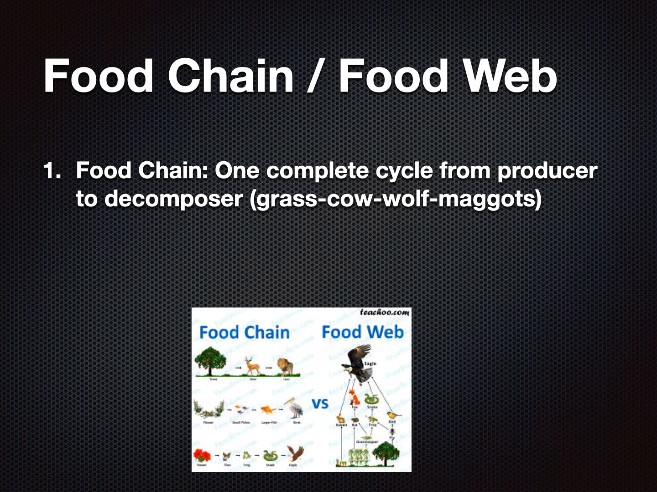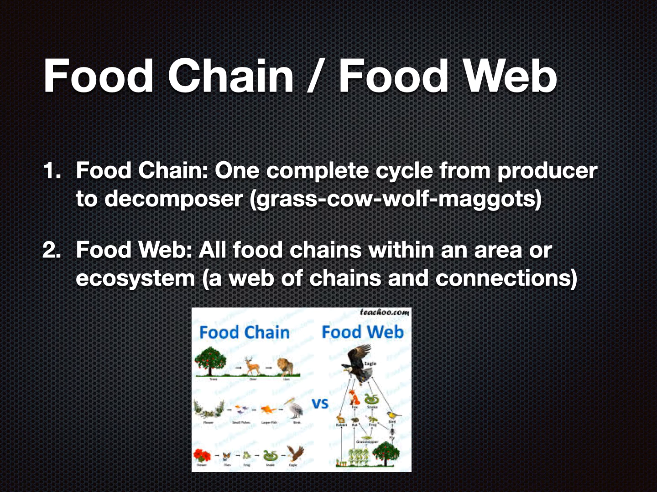However, if you think about your backyard, there are so many different food chains that would happen with just starting from the grass. There's not just one animal in your backyard that eats grass. So if you're going to talk about all the different animals that eat the grass and all the different animals that eat those things that ate the grass, that's where food webs come from. So food webs are all the food chains within an area or an ecosystem.